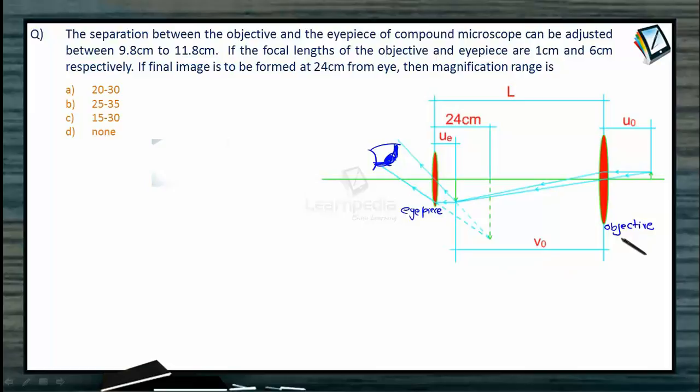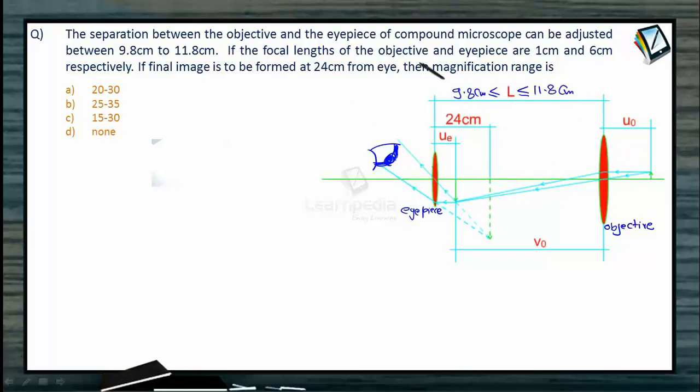So here is the objective lens and here is the eyepiece, and the separation between these two lenses is basically the length of the tube of the microscope. It is given that the length of the tube of the microscope can be adjusted between 9.8 centimeter to 11.8 centimeter, meaning this L is adjustable within the range of 9.8 centimeter to 11.8 centimeter.